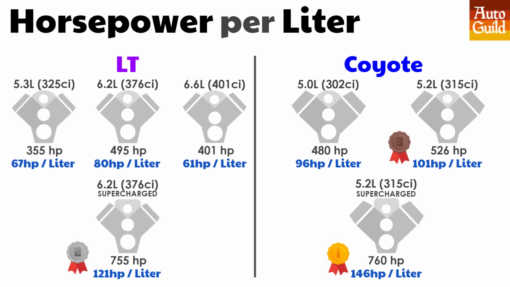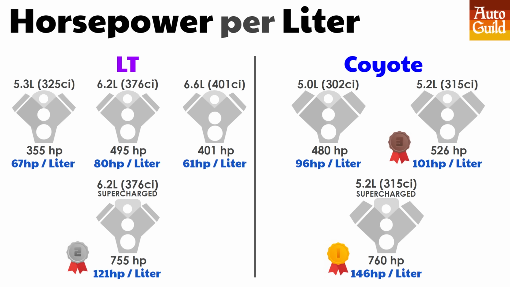Let's talk about horsepower per liter. It's all about power density here. I'm using the highest power engine from each displacement to see which engine is the most efficient at making power. On the LT side, we've got the supercharged LT5 making 121 horsepower per liter, good enough for second place. On the Coyote side, we've got the 5.2 liter Coyote Voodoo flat plane crank engine making a normally aspirated 101 horsepower per liter, which is good enough for third place in this group.